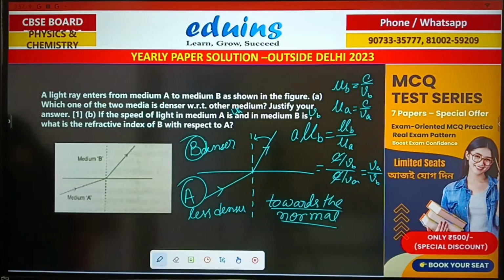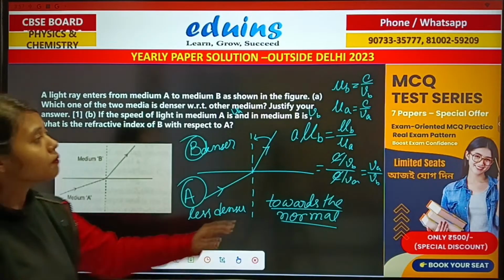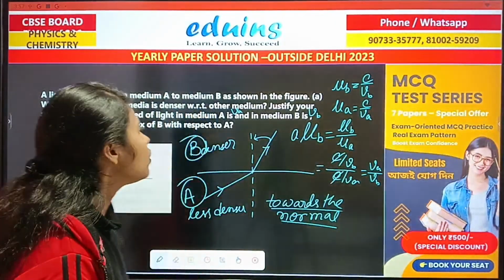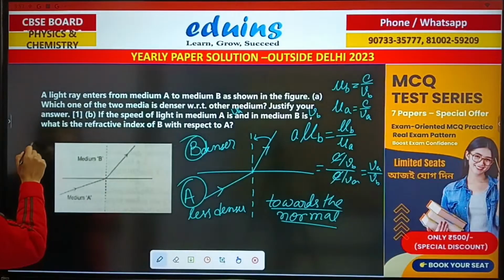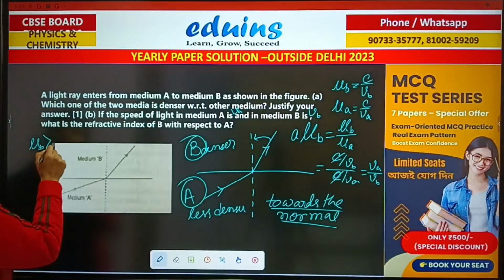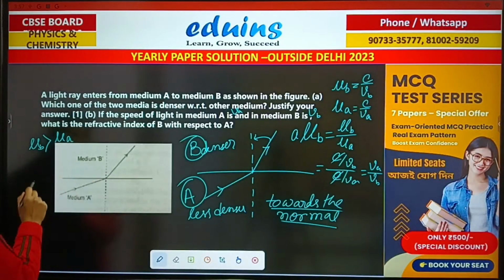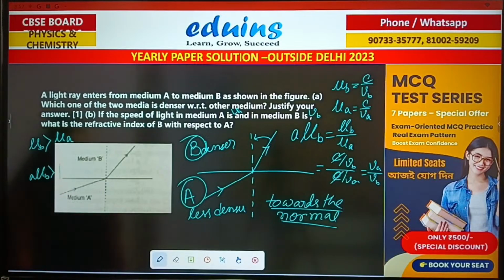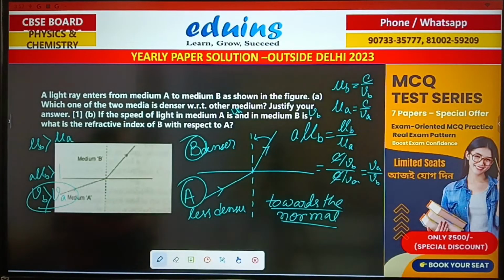So we know that mu B is greater than mu A. Right. Mu B is greater than mu A. So A mu B is greater than 1. So VA by VB is greater than 1, so VB is less than VA. So that's how we can get the answer. Okay. So this is the answer.